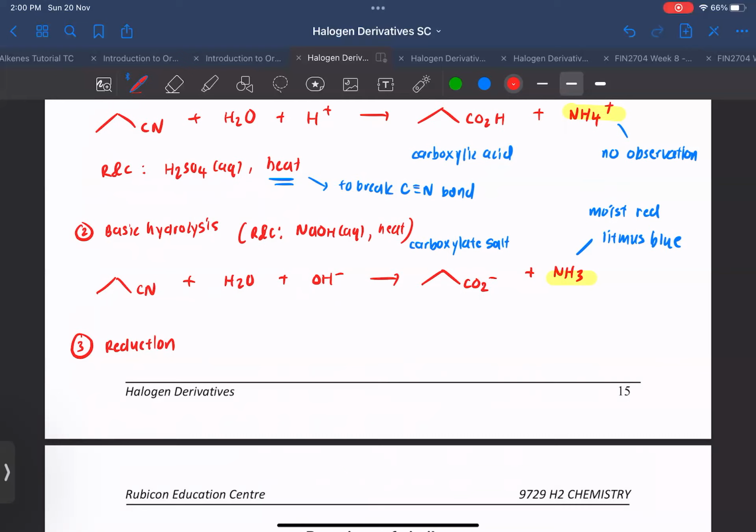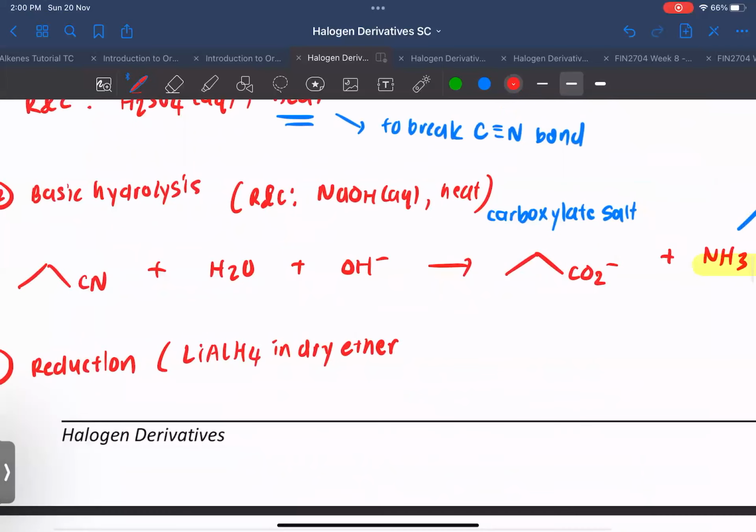But anyways, reduction, what are we looking at here? For reduction, I want you to take note of this. Just write down this. I don't think you have come across this before. It is the first time you come across this reagent. Lithium aluminium hydride in dry ether. Yes, word for word. You must write this whole thing out.